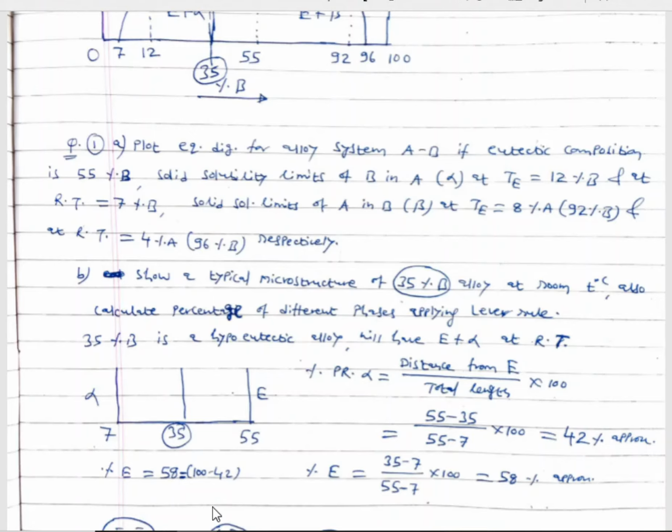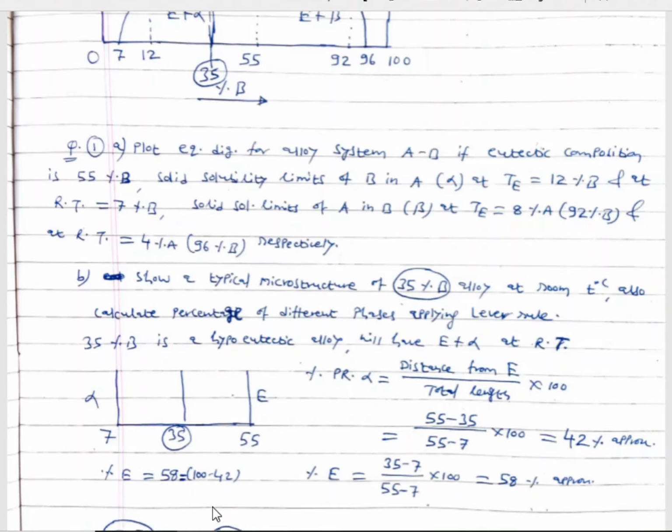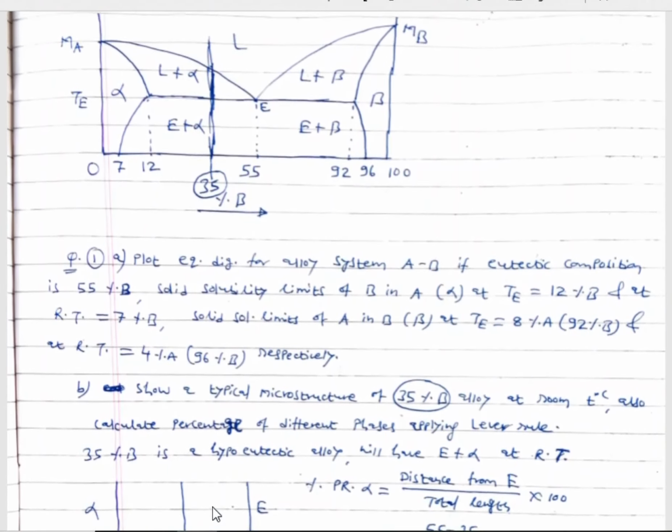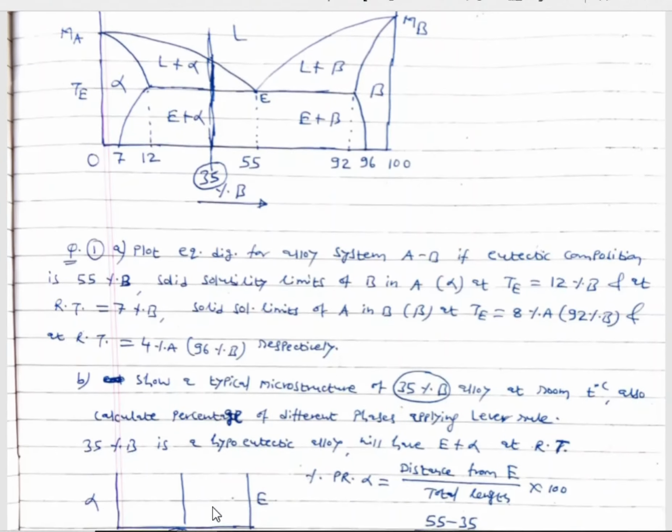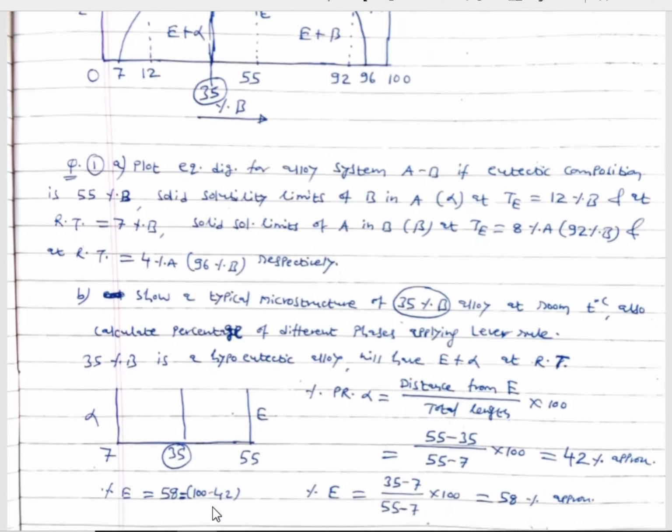You can cross check it by applying the lever rule to calculate percentage eutectic. Opposite arm length, that is the length from alpha, 35 minus 7, divided by the total length, which will remain the same as what we had considered earlier, 55 minus 7, multiplied by 100. So it will come 58%. So this was about the equilibrium diagram which is given to you, and the calculation which has been asked in part B.